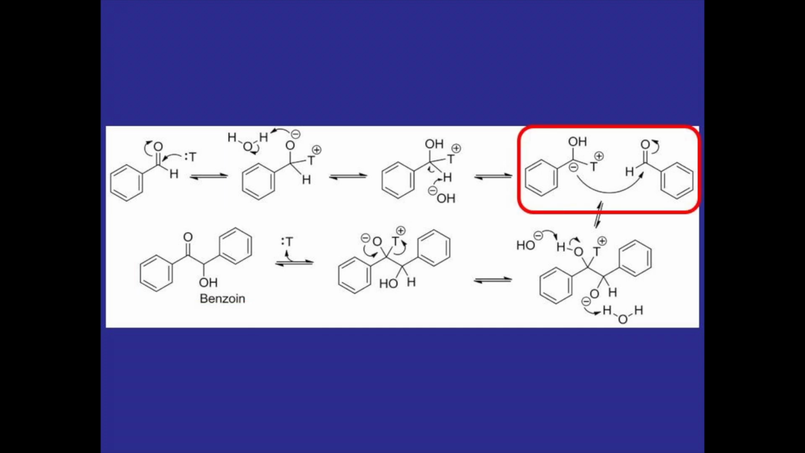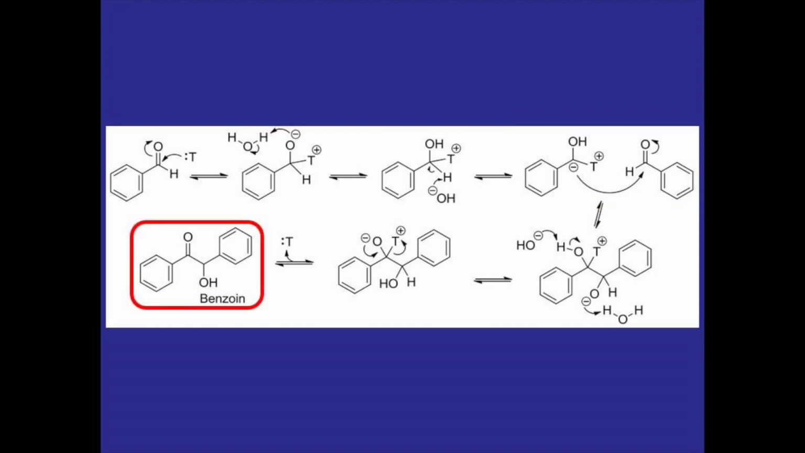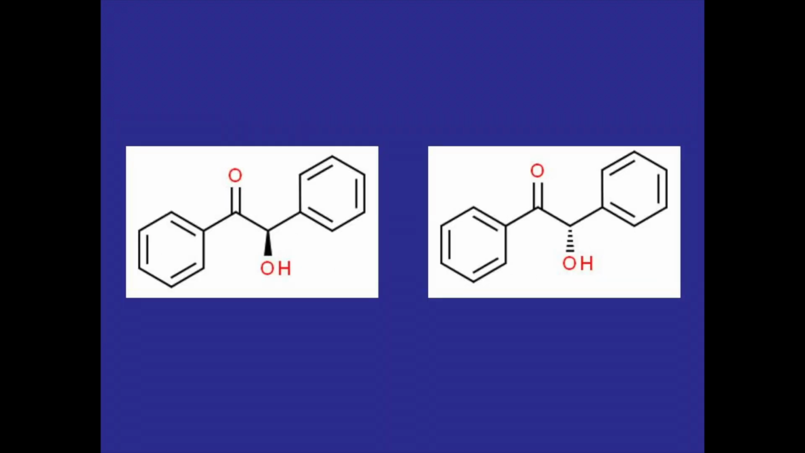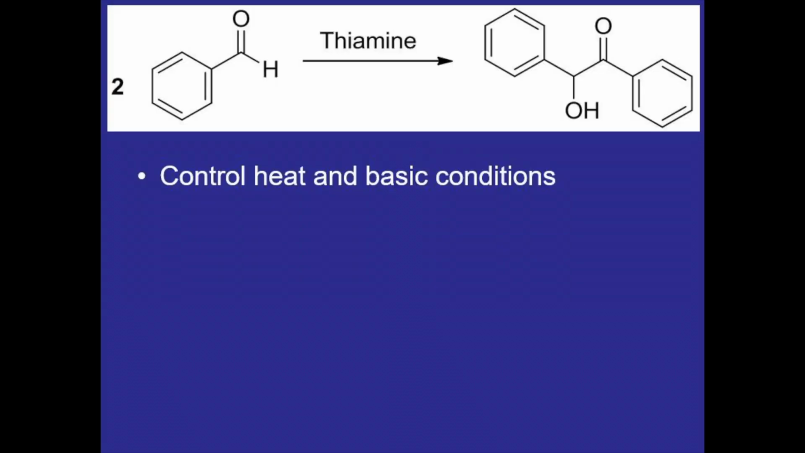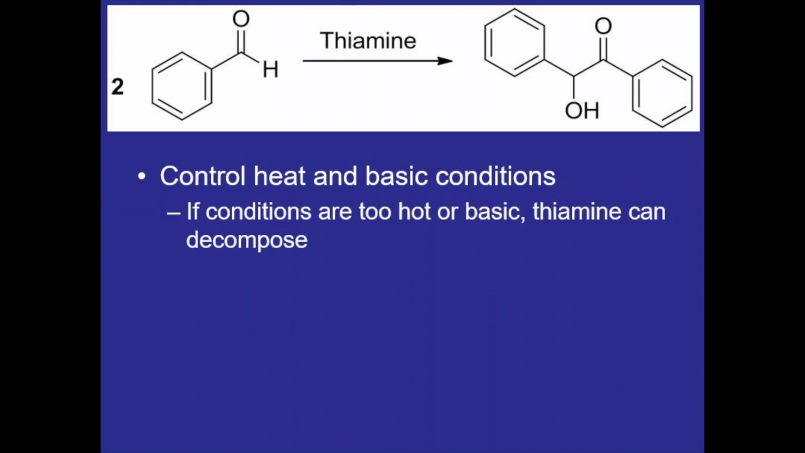Notice that when the carbanion attacks the benzaldehyde molecule, it is not stereospecific, so when we look at the orientation of the alcohol group and the stereocenter formed, we're going to see a racemic mixture of the R and S enantiomers. During the reaction, we'll want to be careful to control the heat and basic conditions because if it gets too hot or too basic, thiamine can actually start to decompose.